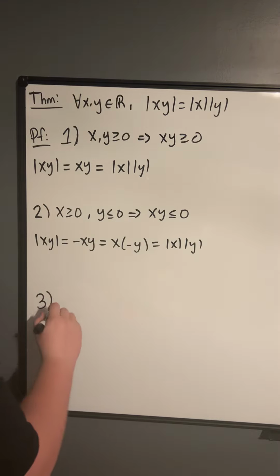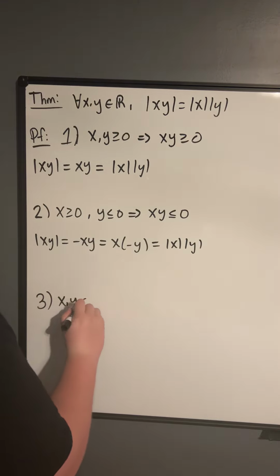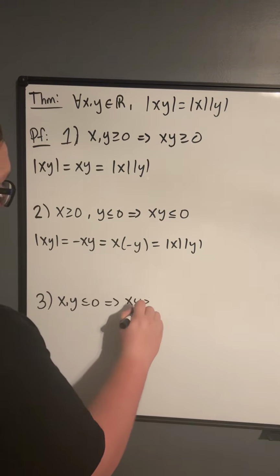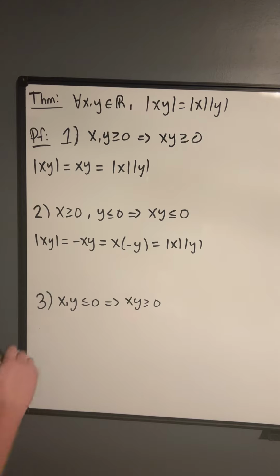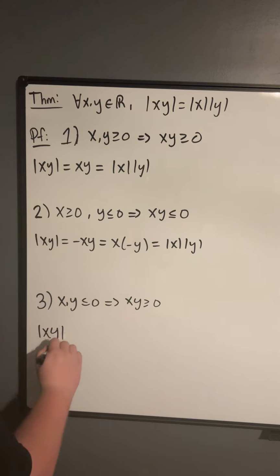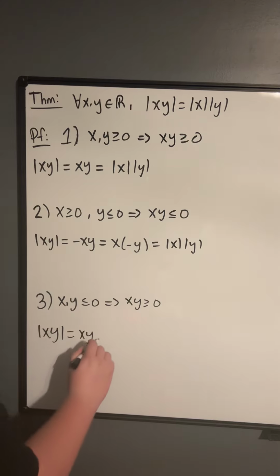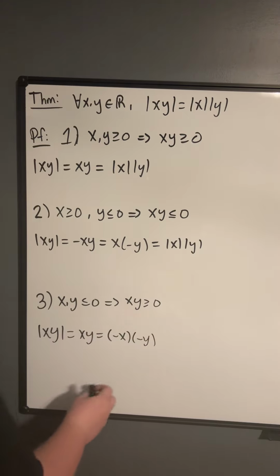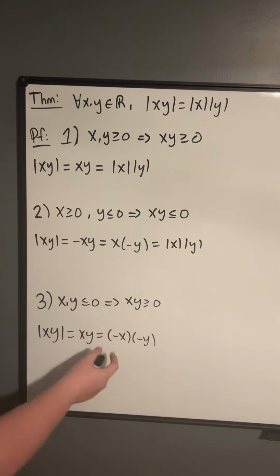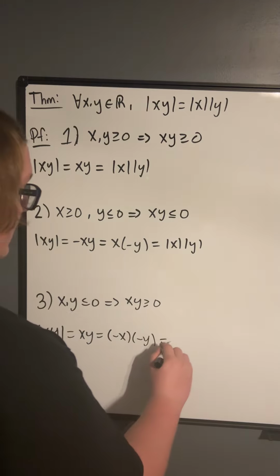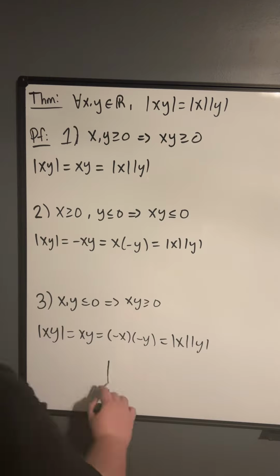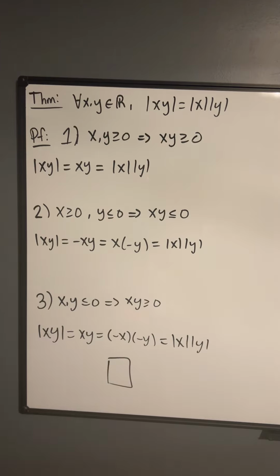And then for the last case, let's say that we have both of them less than or equal to 0. In this case, we can say that xy is going to be greater than or equal to 0. So the absolute value of xy is just going to equal xy. But notice this is the same thing as negative x times negative y. And this is actually the absolute value of x and the absolute value of y, respectively. So this is still the exact same result. So we've proved it for all three cases, and we have that the theorem is true.